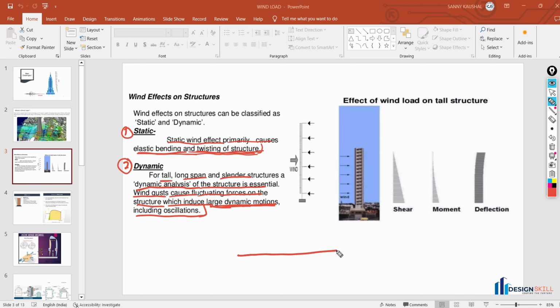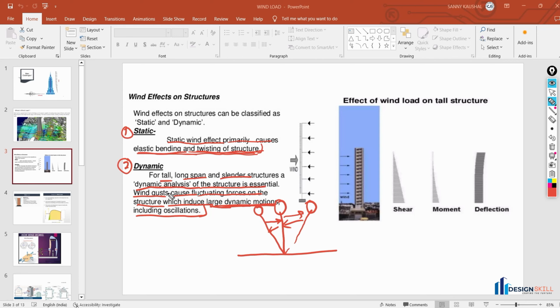Let's suppose that I have one structure here, and any force is applied to this structure, it is going to move to this position. Again it will come back to its original position. Again it is going to move here. Again it is coming back to the original position. So these are the oscillations of the structure. Any force which creates oscillations in our building is called the dynamic effect on the building, and this is applicable for tall buildings, long span and cylinder structures like that.